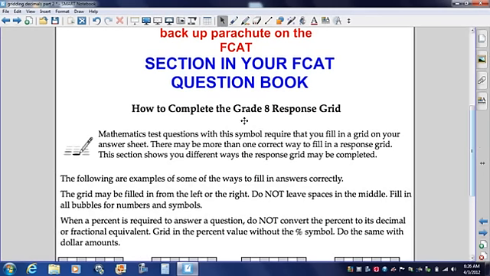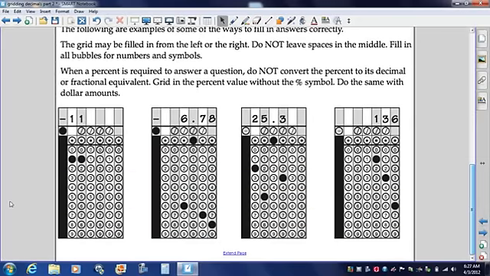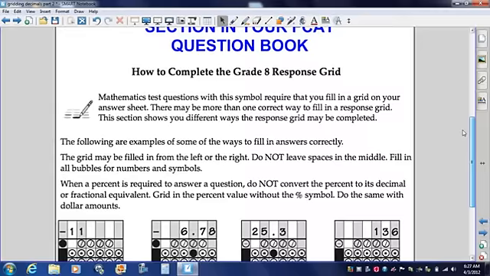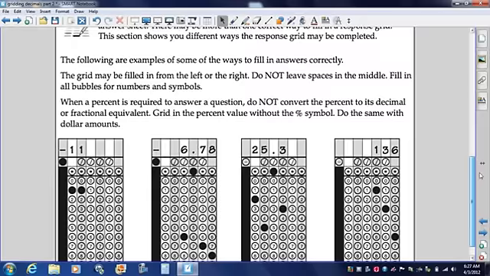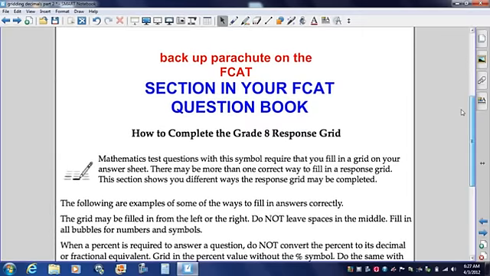Where is it located? You're going to have 2 things for the FCAT. You're going to have your question book with all the questions in it, and then you're going to have your answer sheet that you grid in and fill in the multiple choice questions. In your question book, there will be a section towards the front of it where they give you examples of how to grid in answers for the FCAT. So make sure that you remember, if you forget how to do the grids on the FCAT, use your backup chute. Use that section in your FCAT question book towards the front that shows you how to grid in the answers.